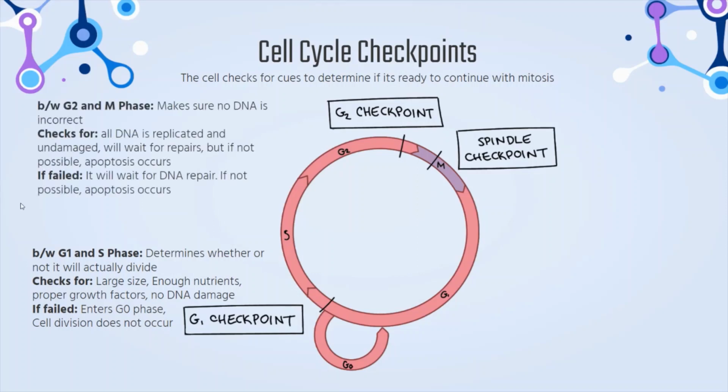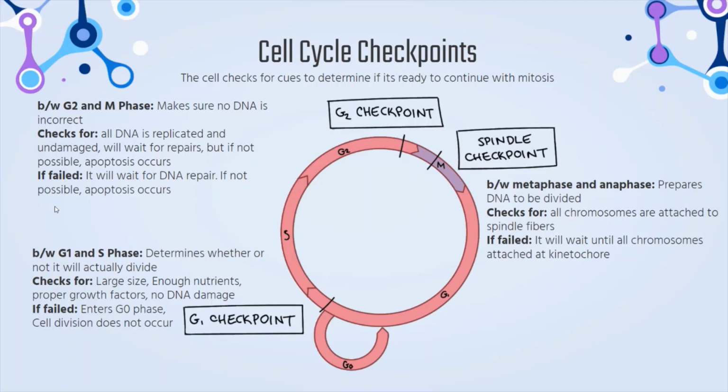The next checkpoint happens between the G2 and the M phase, and this makes sure that no DNA is incorrectly coded. It will make sure that all the DNA is replicated and undamaged, and will wait for repairs if it is damaged, but if it's not possible, apoptosis will occur. Apoptosis is programmed cell death.